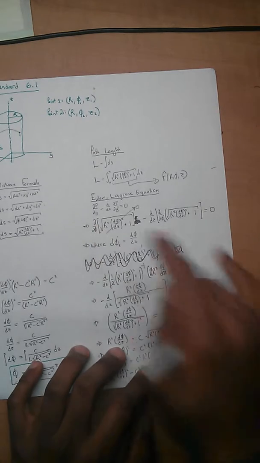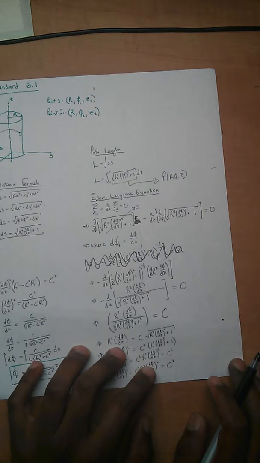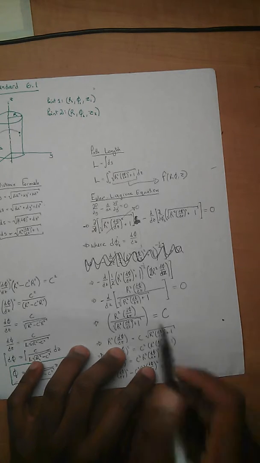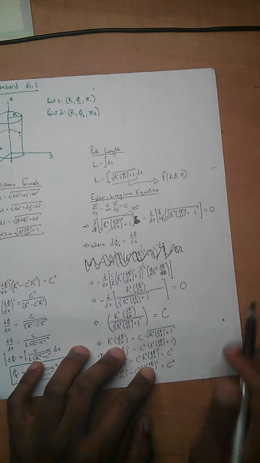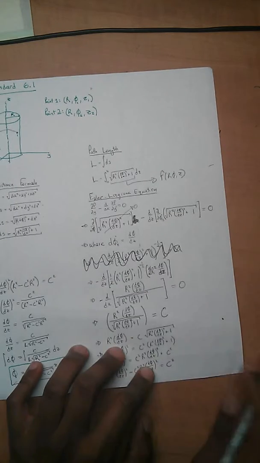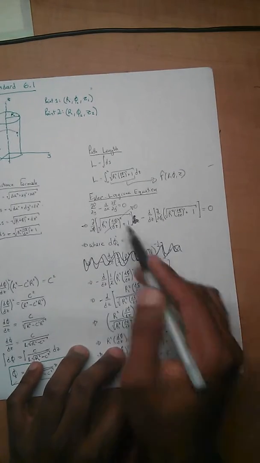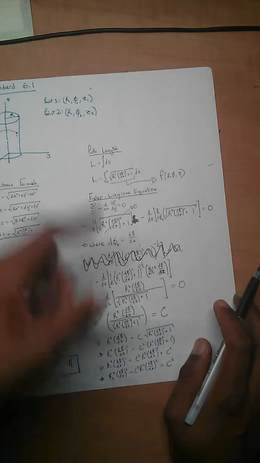So we have our equation set up. The first thing that I noticed is that this goes to 0 because we don't have a theta in this equation. So that goes to 0.